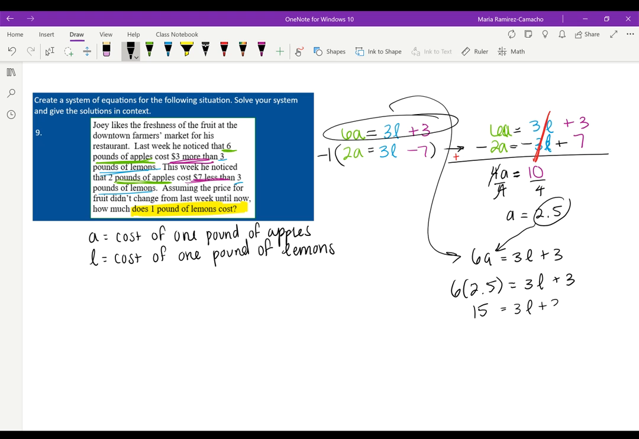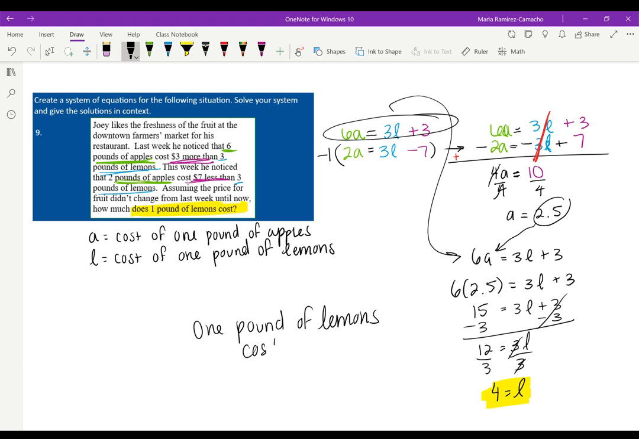So 15 equals 3L plus 3. Subtract 3 from both sides, you get 12 equals 3L. And if you divide both sides by 3, 4 equals L. And that's what we're looking for. Okay, how much does 1 pound of lemons cost? 1 pound of lemons costs $4. Okay, again, that was because L was equal to 4.